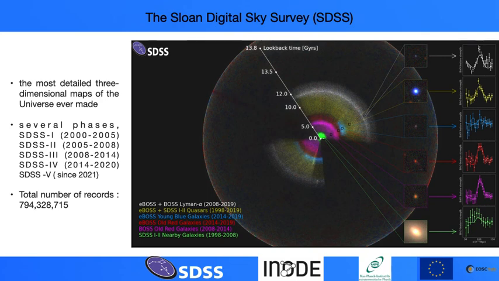SDSS, the Sloan Digital Sky Survey, is one such survey, which started back in the year 2000. So we already have a huge amount of valuable data taken over the last 20 years, and this is not the end of it. SDSS phase 5 has just started and we will be receiving a huge amount of data in the near future. Over the 20 years, SDSS has produced the most detailed three-dimensional map of the universe that exists till now. To give you a flavor of the number of records INODE would be handling, it is of the order of 800 million in the case of the SDSS database.